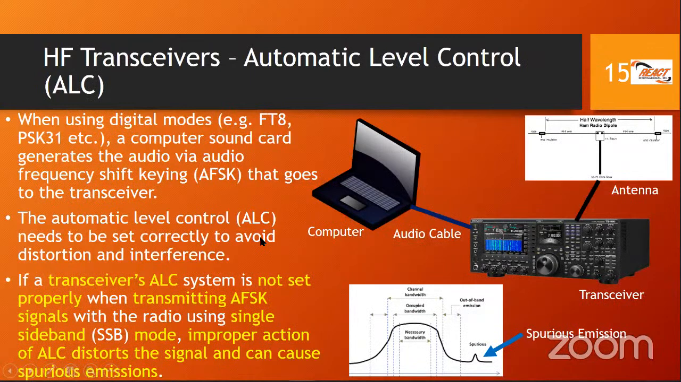Also, we need to know that there's a feature on ham transceivers called automatic level control, or ALC. I think we had talked a bit about this before. When we are doing our digital modes, we're not using our voice to talk to the other amateur radio operator. We have a computer that is interfaced to our radio, our transceiver, sometimes called our rig. Our radio, of course, is connected to an antenna. But it's the computer that is generating that audio frequency shift keying signal, that AFSK signal, that goes into the transceiver, and then the transceiver transmits using the carrier as well as that audio signal generated by the computer. It's not your voice that's going. That's why we call it a digital mode. It's software running on that computer.